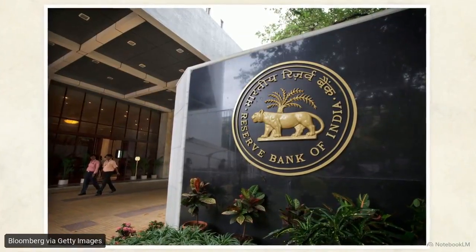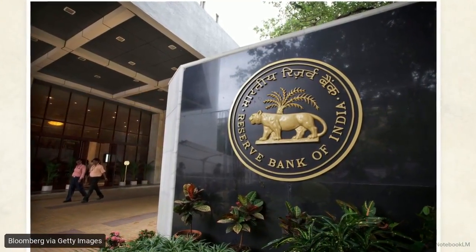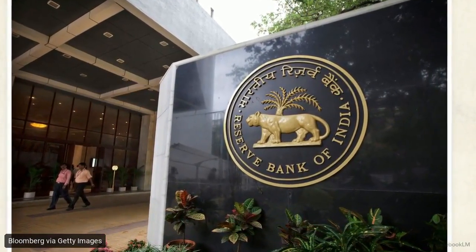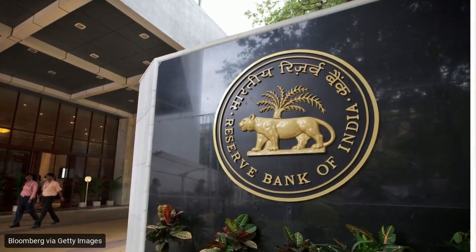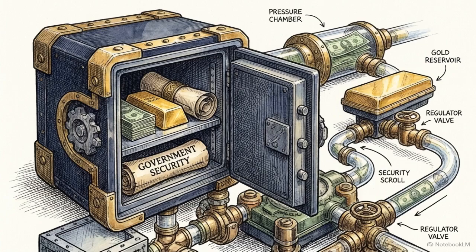To manage this expansion, the RBI uses specific quantitative controls. The cash reserve ratio requires banks to keep a set percentage of deposits as cash with the RBI. The statutory liquidity ratio, or SLR, requires banks to maintain a separate reserve in the form of cash, gold, or government securities.